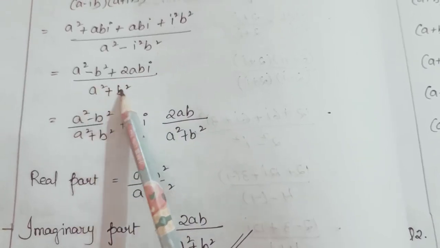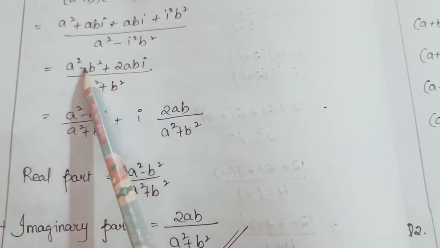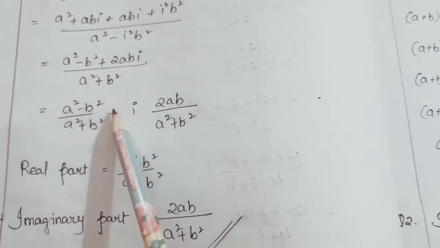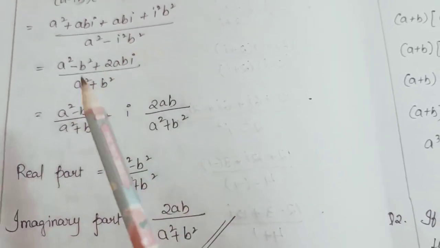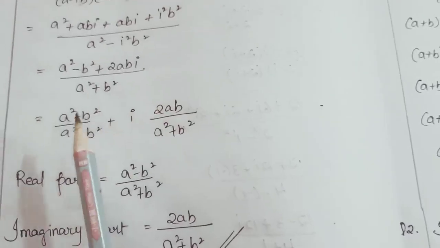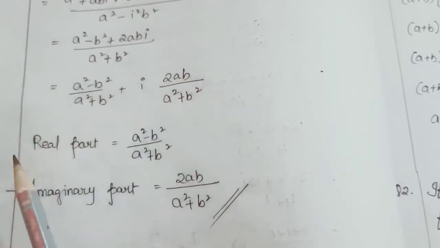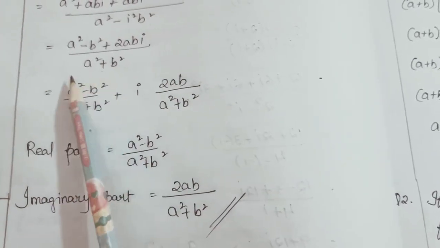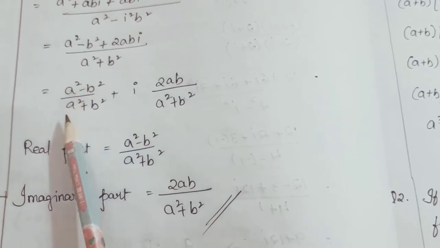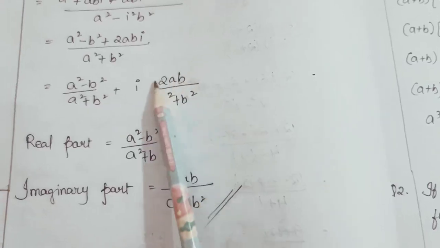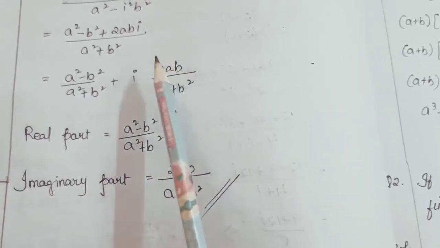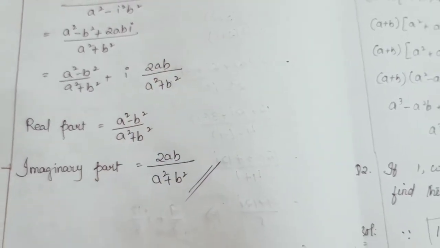Now giving the denominator separately: a square minus b square by a square plus b square, plus i 2ab by a square plus b square. Means we are writing the real part and imaginary part separately. The real part is this one which has no i, a square minus b square by a square plus b square, and the i part is the imaginary part, and the imaginary part is 2ab by a square plus b square.